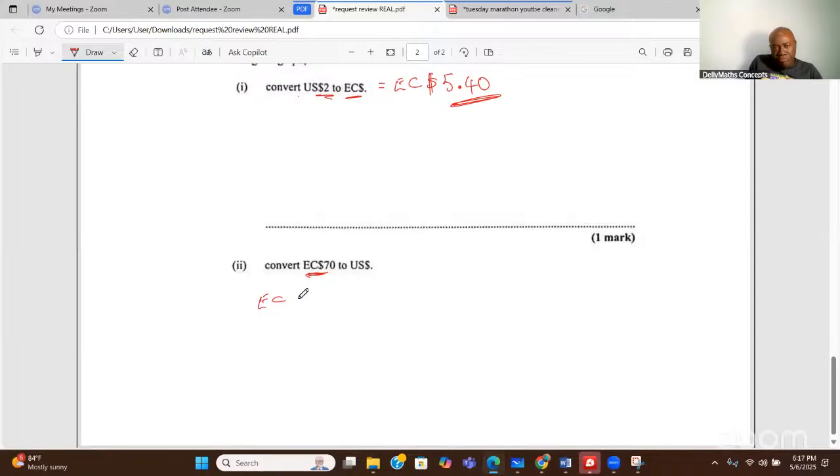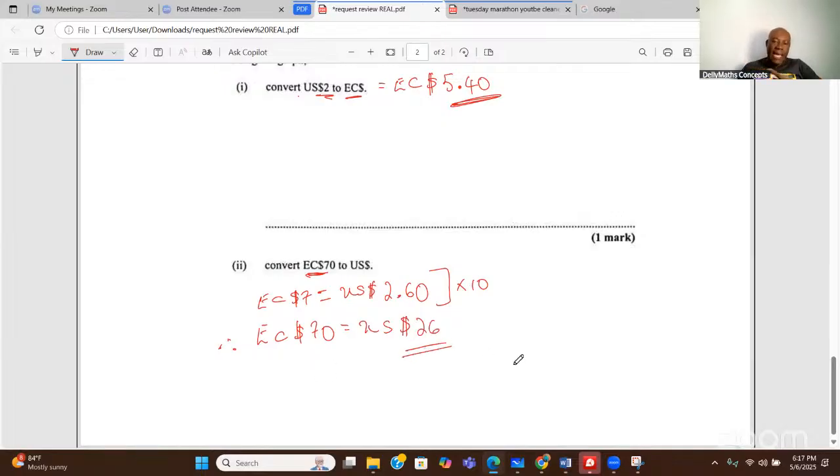EC7 gives us US $2.60. Therefore, EC70, watch this now. Because if I multiply all of this by 10, I just up the game from 7 to 70. Therefore, US $2.60 becomes $26. That's what they want to do.